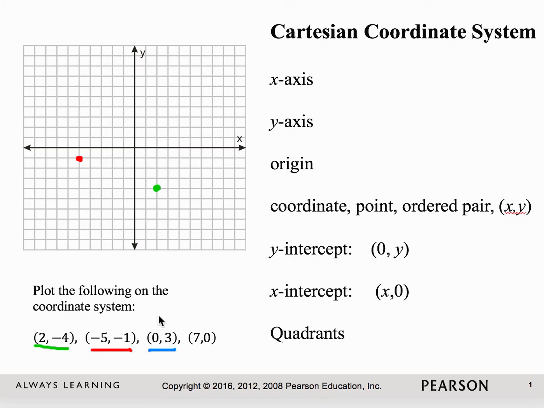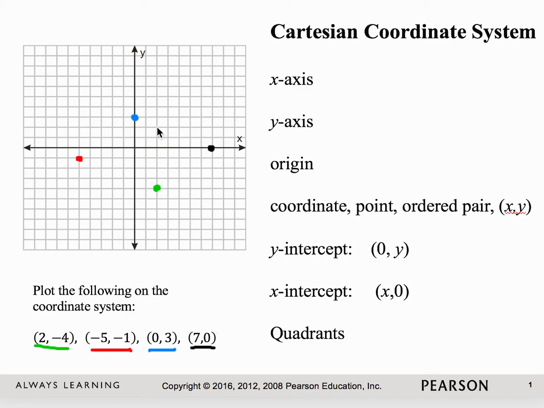Okay, if we do this one, I start at the beginning again, at the origin, and x is 0, so it means I don't go right or left at all. I don't move any, I just go up 3. And then finally, if I start at the origin, x is 7, so I move on the x-axis 1, 2, 3, 4, 5, 6, 7, but I don't go up or down any. Y is 0, so don't go up or down. So that's plotting these points.